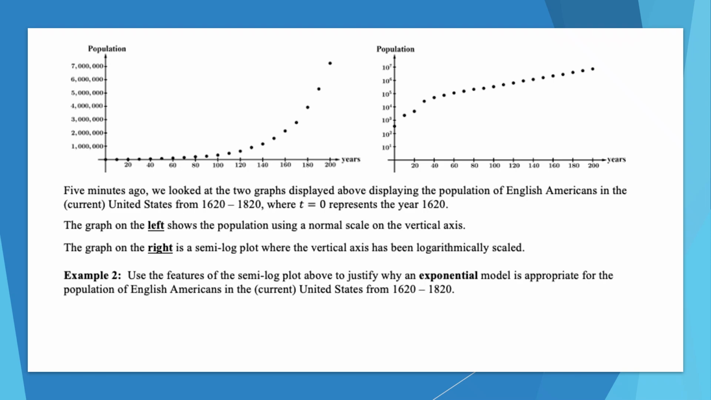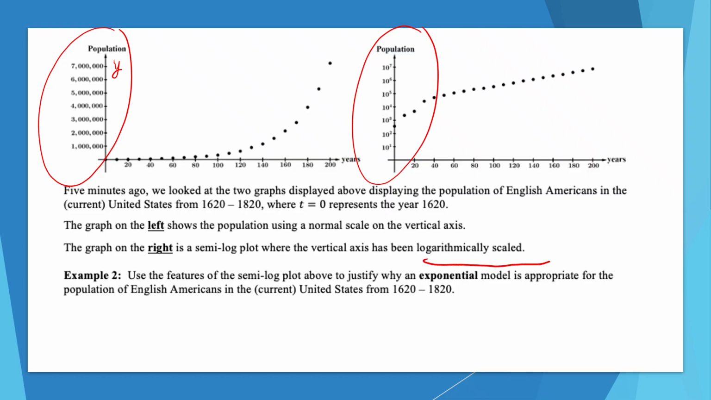5 minutes ago, we looked at the 2 graphs displaying the population of English Americans from 1620 to 1820. The graph on the left, right, shows the population using a normal scale on the vertical or y-axis. It increases by 1,000,000. And then let's take a look. The graph on the right shows a semi-log plot where the vertical axis has been logarithmically scaled. And so example number 2, using the features of that semi-log plot, justify why we can assume that an exponential model is appropriate for the population of English Americans from 1620 to 1820.